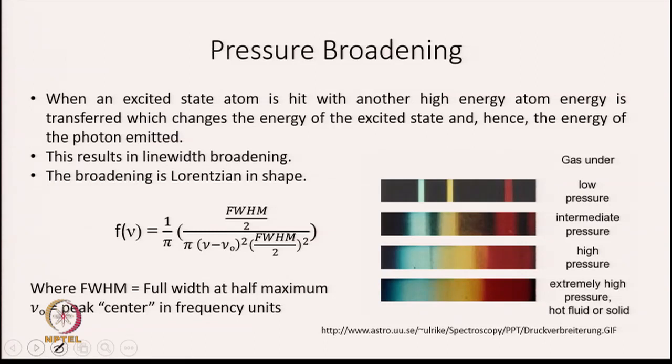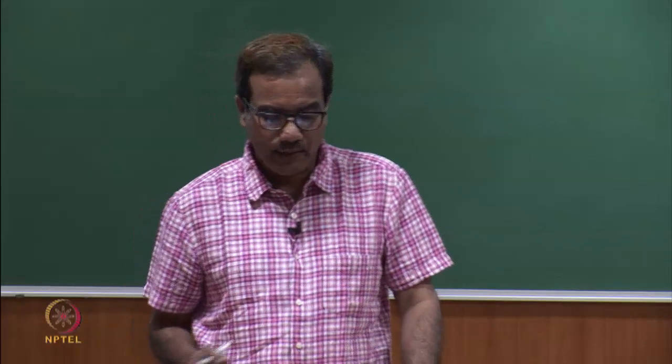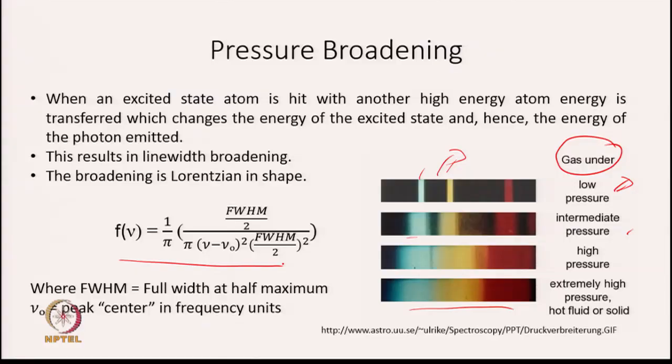You can see here that the gas under low pressure will show this kind of spectra, whereas at intermediate pressure you can see that there is a broadening happening, and the line looks like this. At high pressure you see it is again much more broadened, and at extremely high pressure almost a continuous kind of spectra is obtained. This broadening is Lorentzian in shape, and that will be given by this formula.